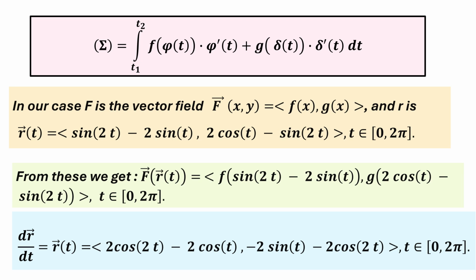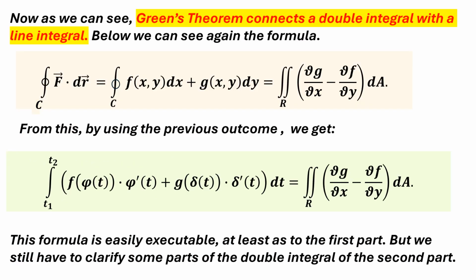So now the question that arises is what the vector field is. This question is to be answered in the next few steps. Now as we can see, Green's theorem connects a double integral with a line integral. Below we can see again the formula. From this, by using the previous outcome, we get the formula. This formula is easily executable, at least as to the first part. It's a line integral as to t. But we still have to clarify some parts of the double integral of the second part.